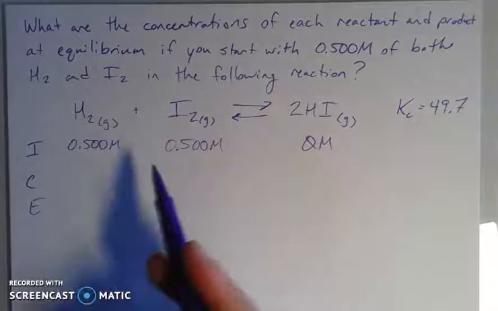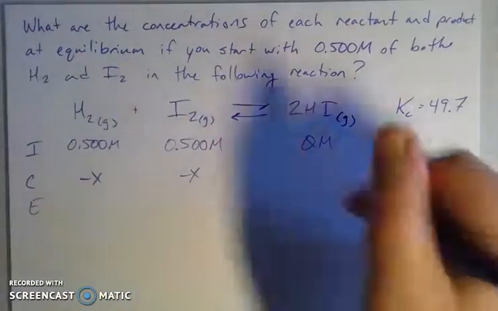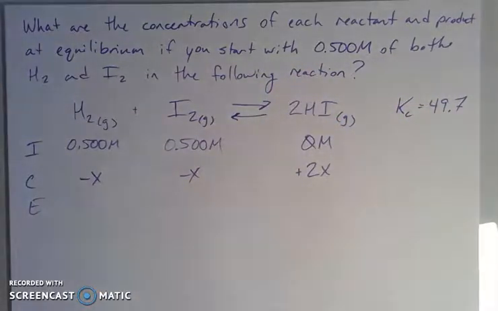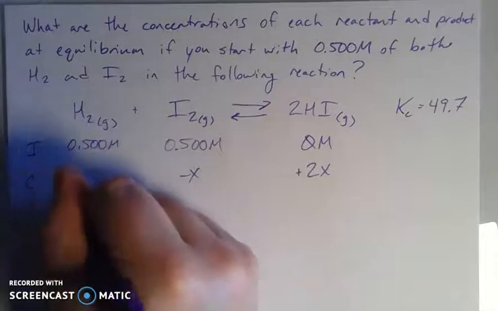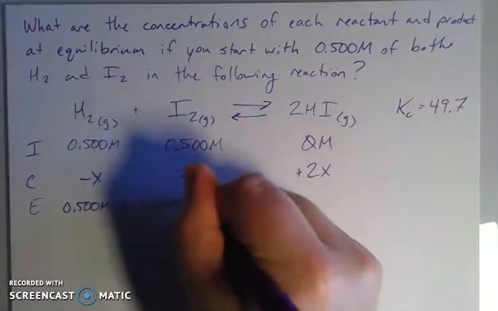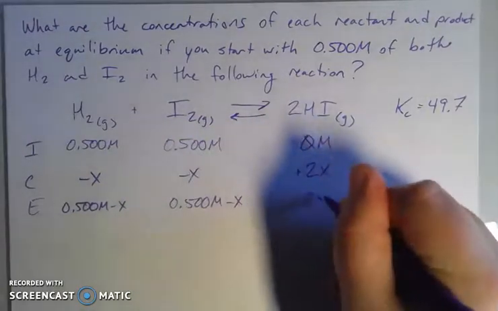Now my change is going to be based on the molar quantities here. So I'm going down by X here, down by X here, up by 2X here because of this coefficient. And so my equilibrium concentrations are going to be the sum of those. So 0.5 molar minus X, 0.5 molar minus X, and then 2X.